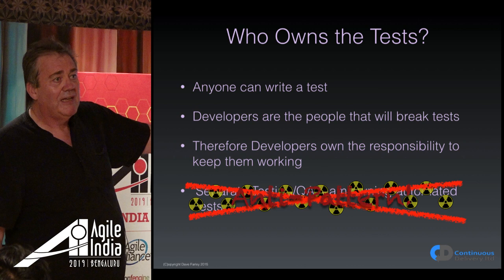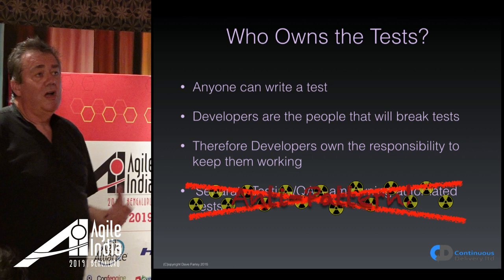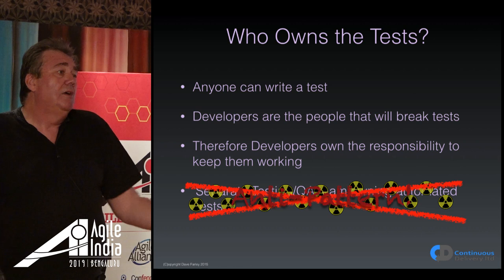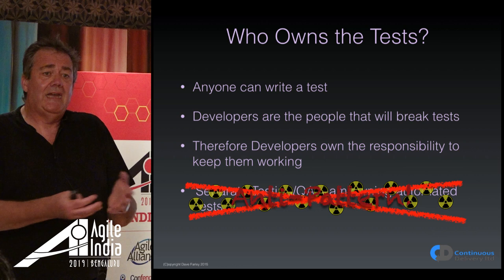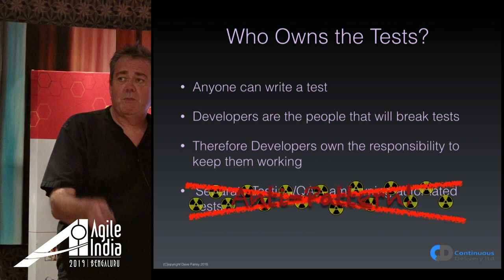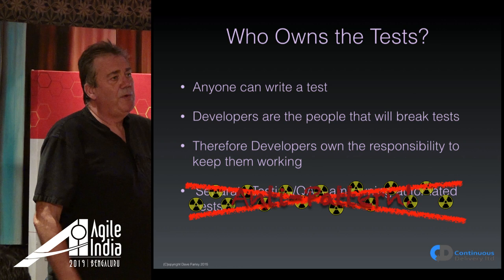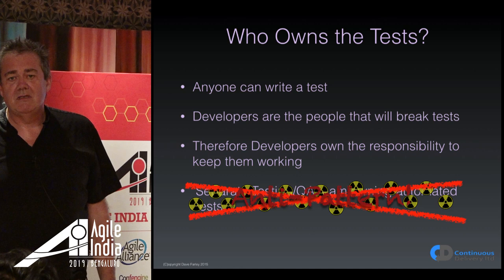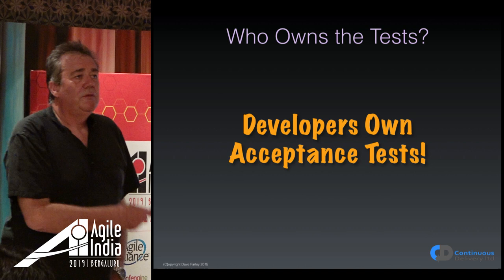Anybody can write the test. Whoever's got the best picture of what the specification should be, it doesn't matter. It can be a developer, a tester, a product owner, a business analyst, I don't care. But as soon as the tests start running, the developers own the responsibility for the tests, and it's their job to keep them running. Specifically, the developer that makes a commit is responsible for fixing any defects that arise out of that commit. So developers own the tests, and that closes the feedback loop.